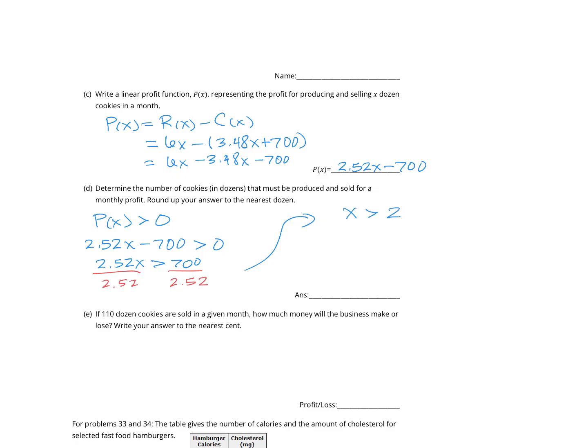We get 277.8 if we round to the tenths place. And again, we have to have more than that to get a profit. So we actually need to sell 278 dozen of those cookies to break even. It's a lot of cookies, but we can do it.